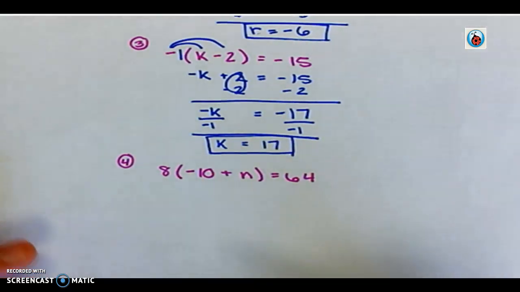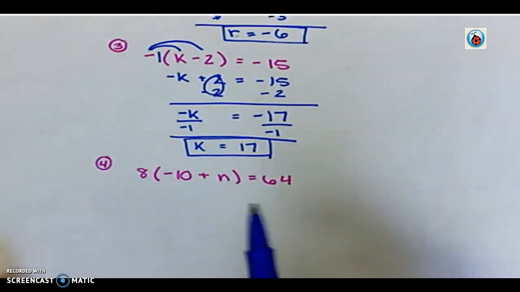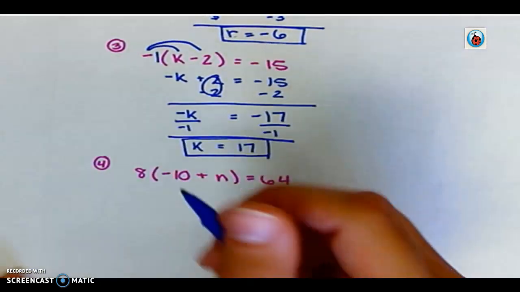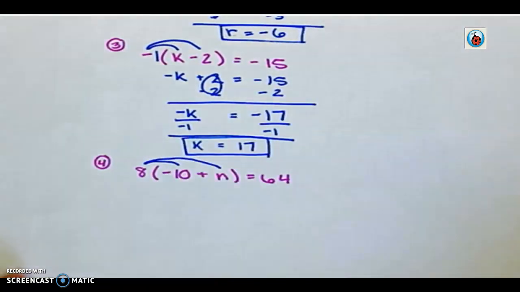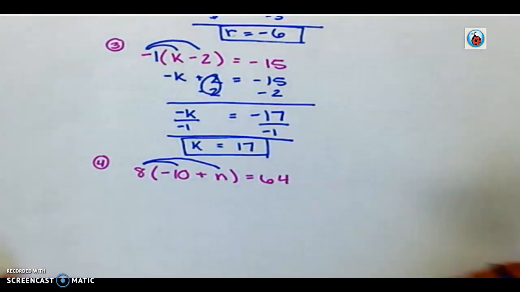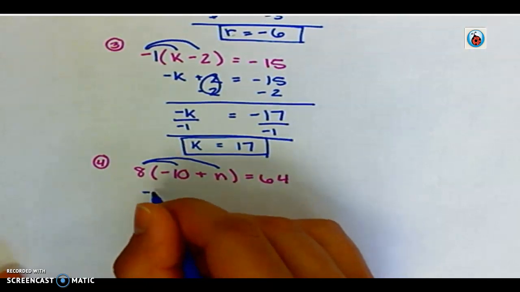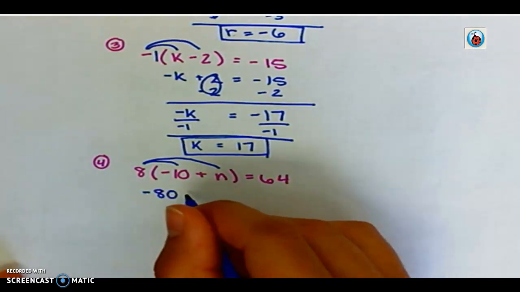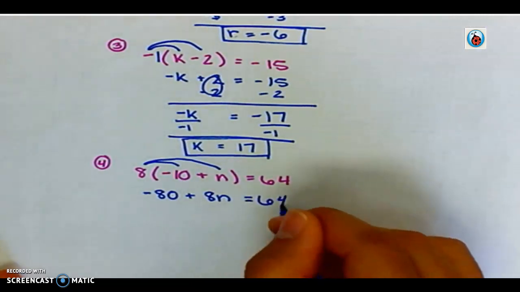This is the last problem we'll walk through together. So I have 8, and I have to distribute it to both things inside the parentheses. Whenever I do this, I'm going to get -80 plus 8n equals 64.